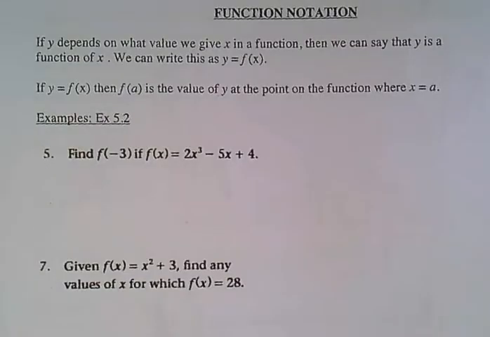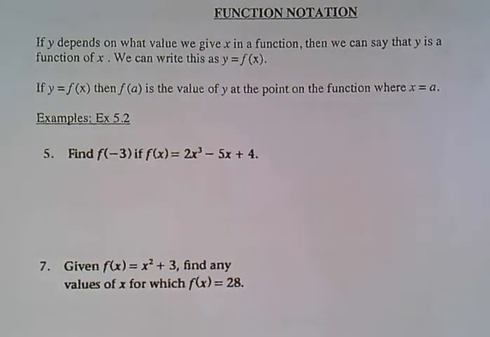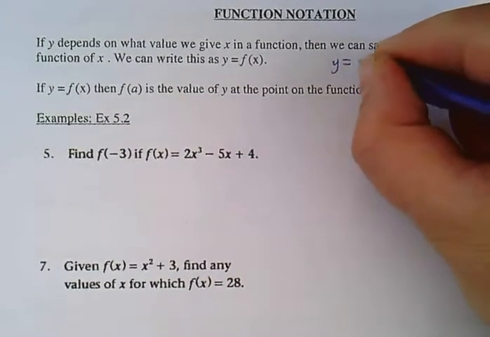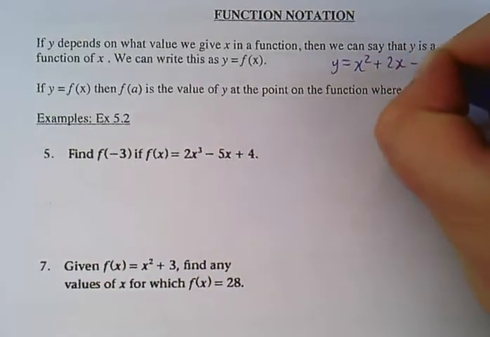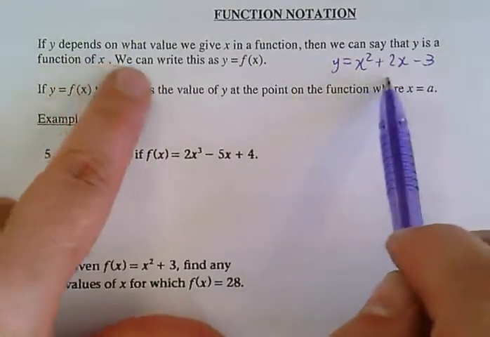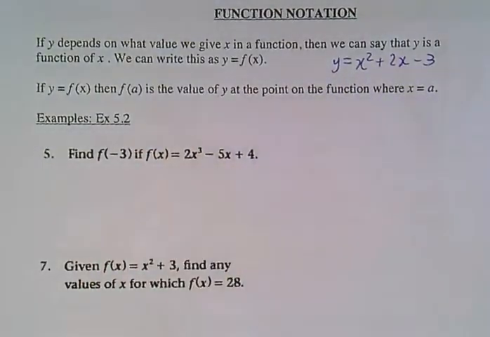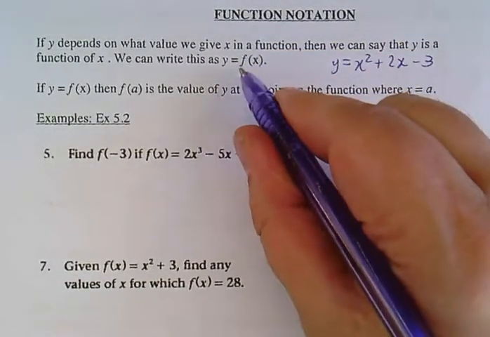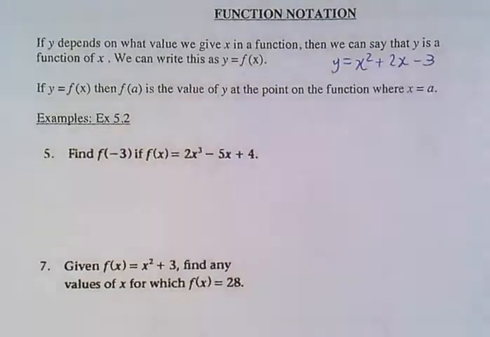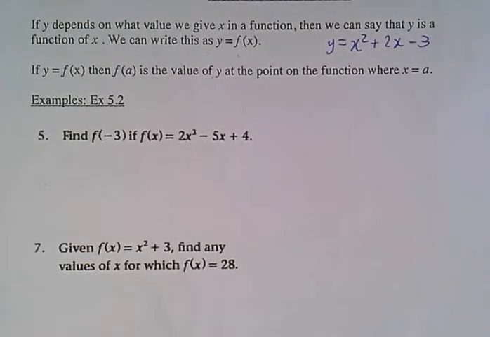Okay? Looking at function notation, if y depends on what value we give x in a function, then we can say that y is a function of x. So whenever you see an equation like this, y equals x squared plus 2x minus 3, the value that we find for y depends on what value we give x. When x is 1, I get a y value. When x is 2, I get a y value. So what we say is that y is a function of x. Now the way we write that is f for function, y equals f(x). Okay? So just some examples from exercise 5.2 in your textbook.